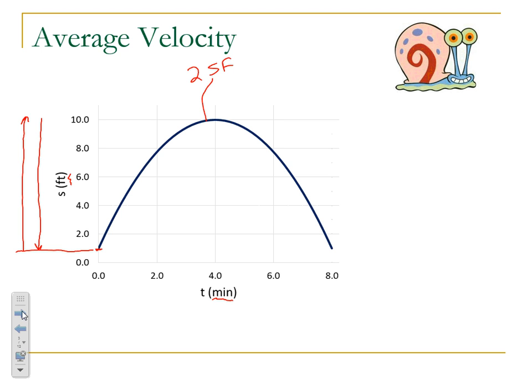And let's calculate his average velocity, and in order to do that, we need to define a time period over which we calculate that average velocity. And so let's say we're going to calculate it between 1 and 4 minutes. So the average velocity for Gary here is going to be, as we defined it, delta S over delta T, change in position over the elapsed time.